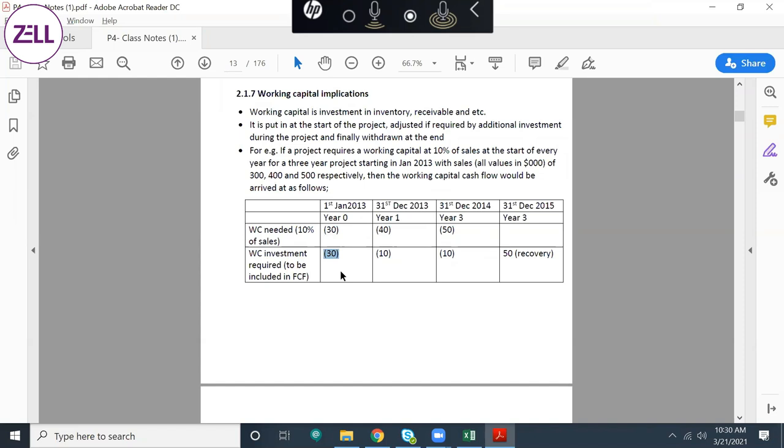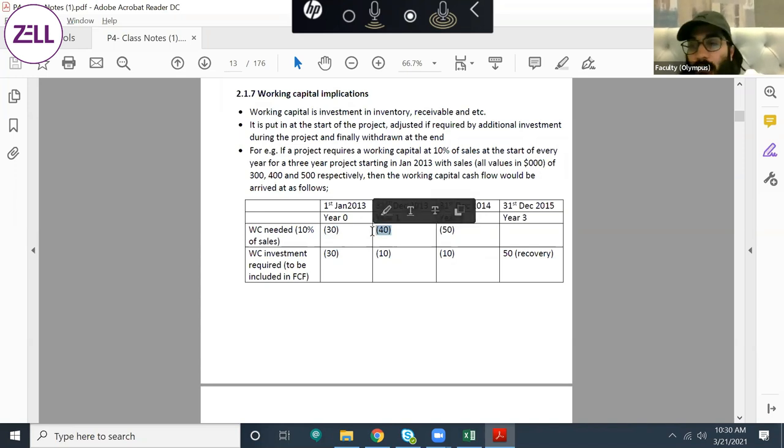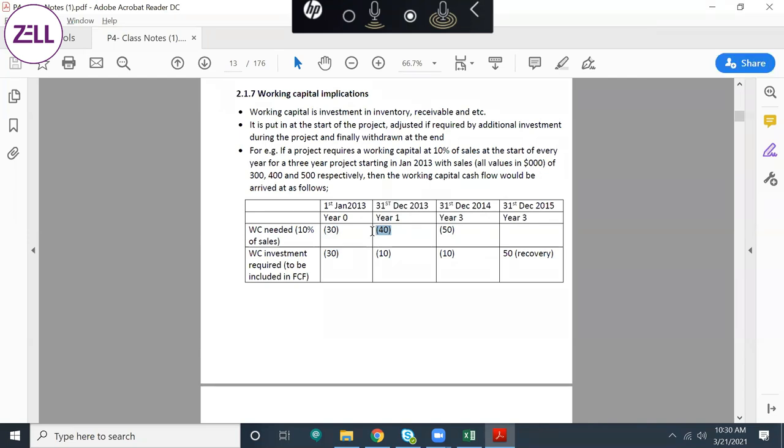Now remember, working capital is just blockage of money, till the time the customer pays you back. At the end of the year, you get your working capital back. Next year's sale is how much? 40. Everyone with me till here? But out of this 40, how much have you already invested? 30. So what is the additional that you need to put in? 10. Similarly, in year 3, you need 50. Already invested 40, so you will invest an additional 10.